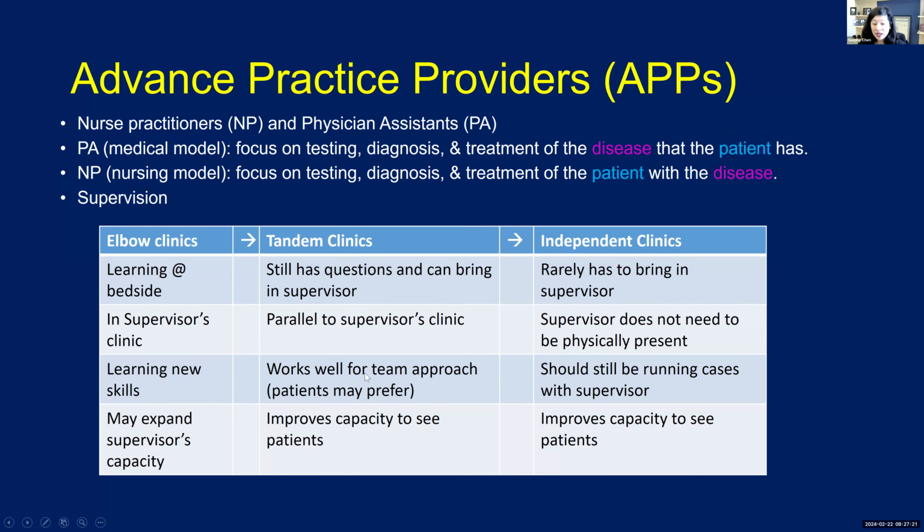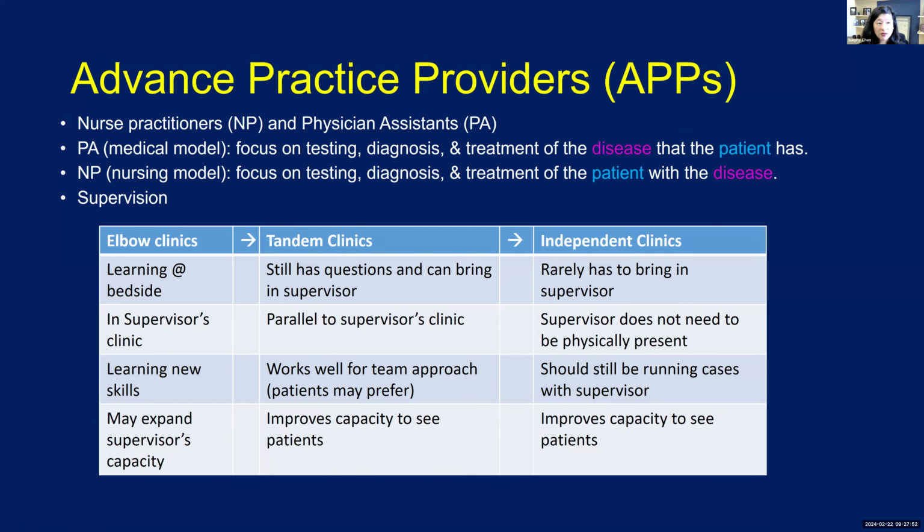This can be a team approach, which some patients might prefer. And it again does improve capacity to see more patients. And then some of these clinics turn into independent clinics because they rarely have to bring in a supervisor. And these don't have to be at the same time as the supervisor anymore, as long as the supervisor is available. And again, this improves capacity. So in this model, we've actually also improved access to dermatology.